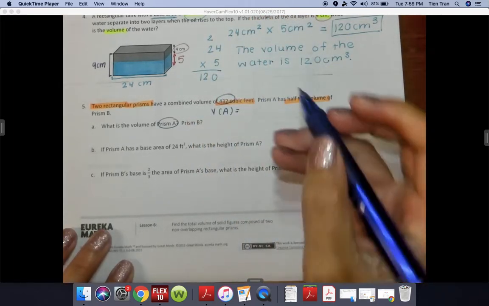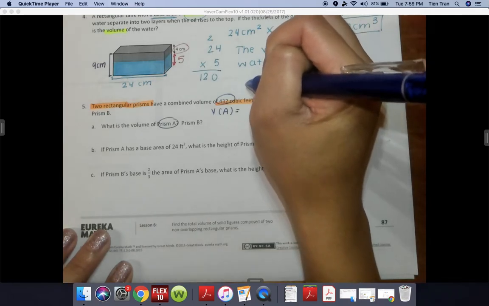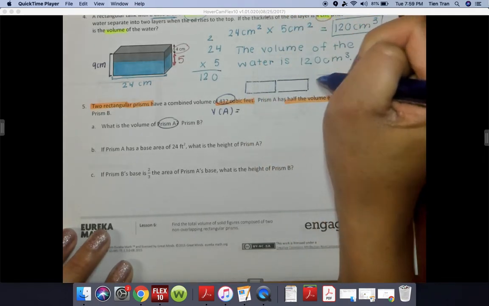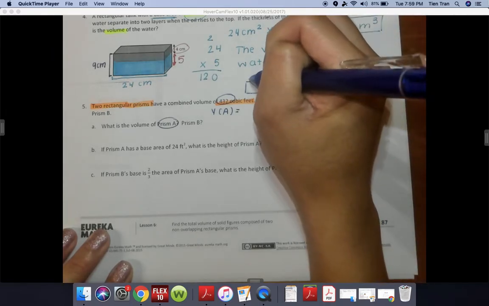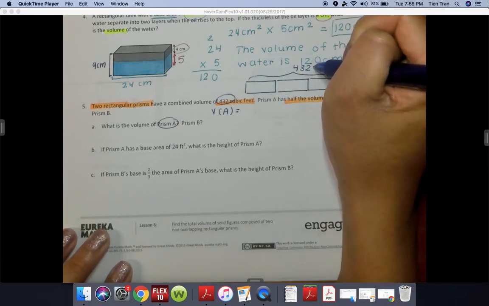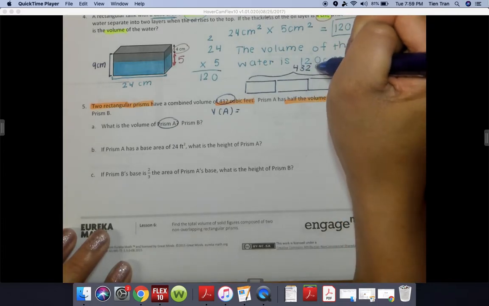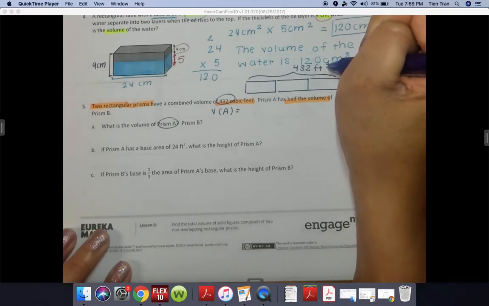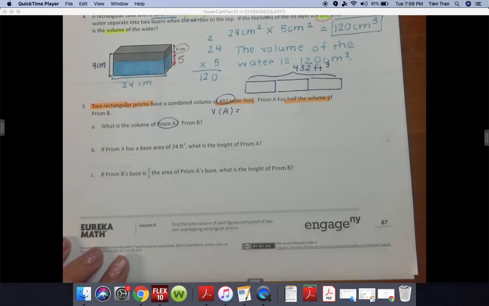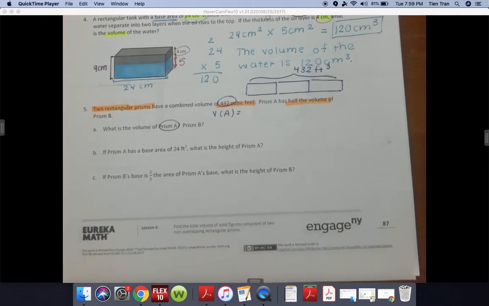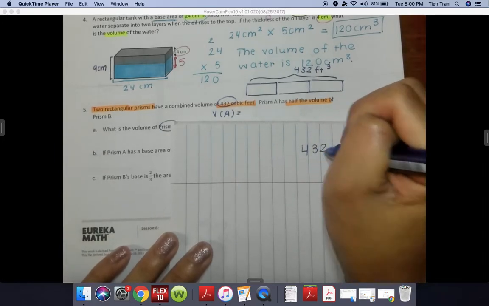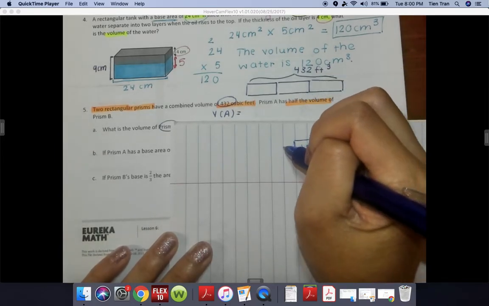Okay, so I'm going to draw it out right here for you guys. I don't have a lot of room, so I'm going to draw it right here. So all of this needs to equal 432 cubic feet. So what I can do is I can divide 432 divided by 3 in order to figure out how much is in each one. So that's what I'm going to do, 432 divided by 3.